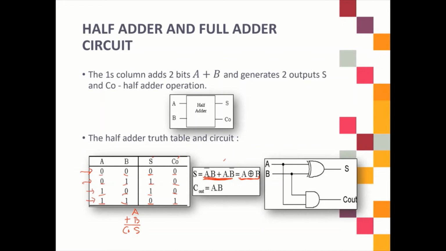And then the last one, CO. CO is equal to A and B, because only one row has an output equal to 1. Having completed the second step, you go to the next step, which is to draw the logic circuit. You just draw these two expressions: CO is A AND B, and S is A exclusive-OR with B.